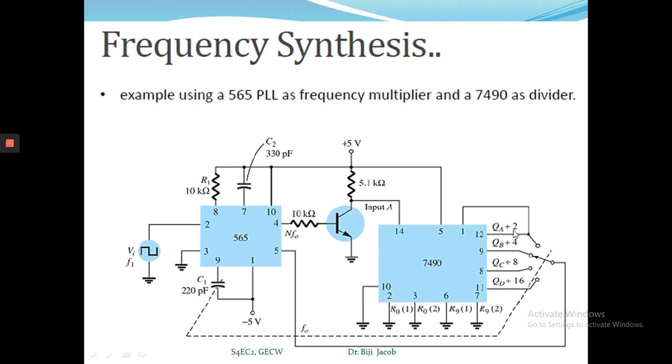The output frequency will be divided by 2. If you select the switch here, it is divided by 4. QC, the third flip-flop, will divide by 8, and this 4-bit binary counter's maximum is divide by 16. That is given as the input to the PLL. So the PLL output frequency will be the input frequency divided by whatever selection you take. If you select divide by 4, then the output frequency of the PLL will be the input frequency divided by 4.